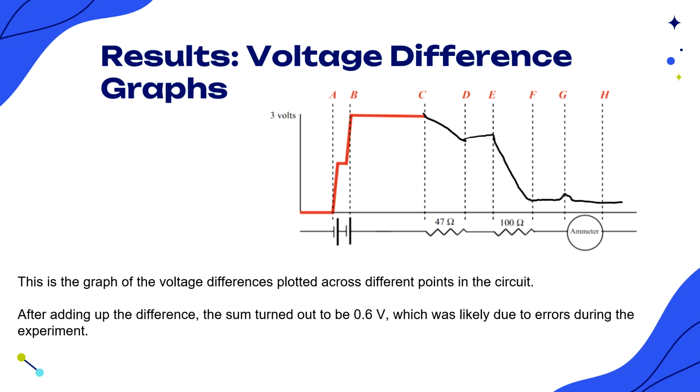This is the voltage difference graph that we got, and this is the graph of the voltage differences plotted across different points in the circuit. After adding up the differences, the sum turned out to be 0.6 volts, which is likely due to errors during the experiment, as we were supposed to see 0 volts as our sum.